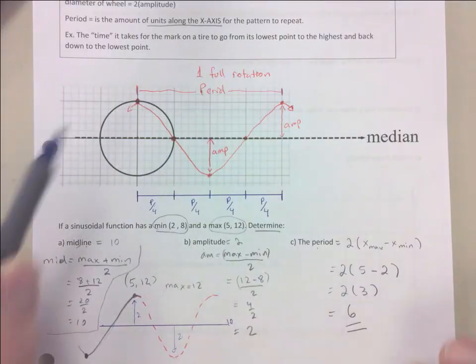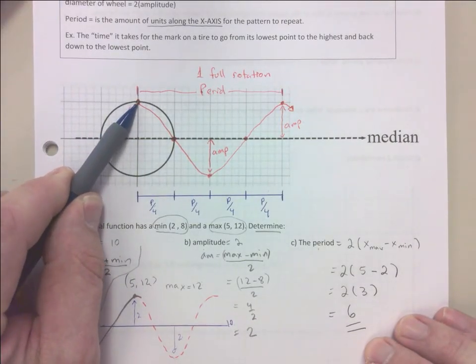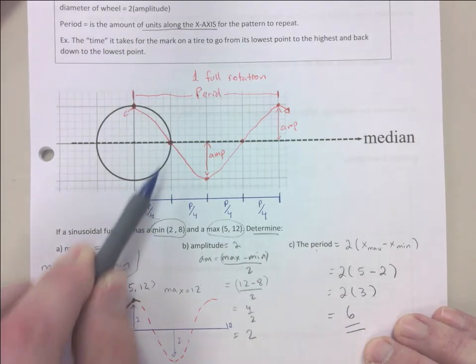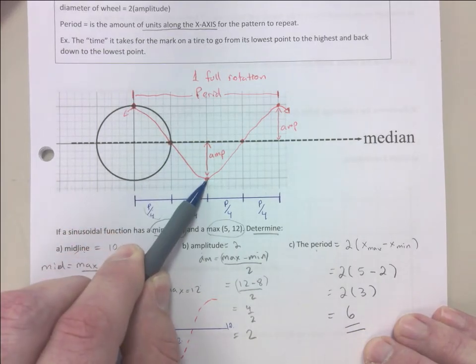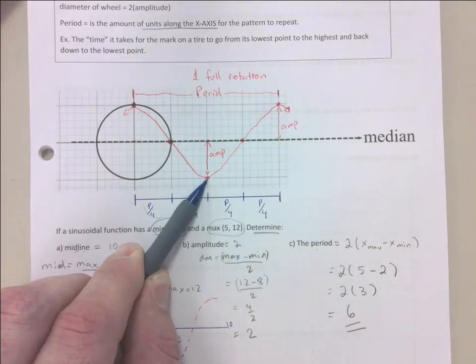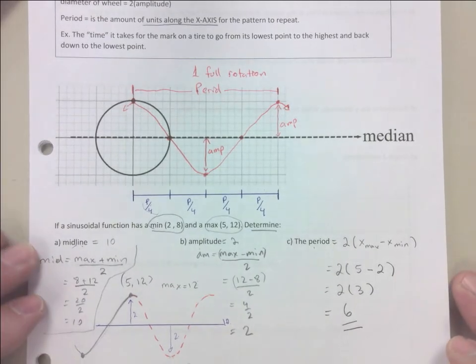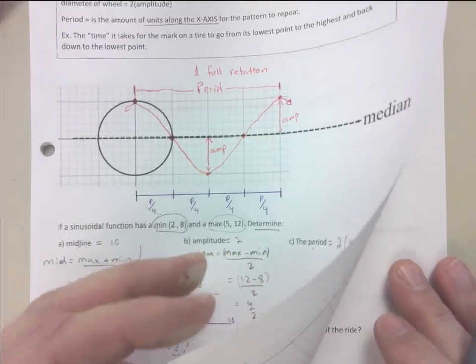Because what we know is that the amount of time it takes to go from the highest to the mid is a quarter of a period. And to go from there to the lowest is another quarter of a period. You see what I'm saying? So it's like a quarter turn, quarter turn, quarter turn. So that is important to remember. So let's dive into our word problems here.